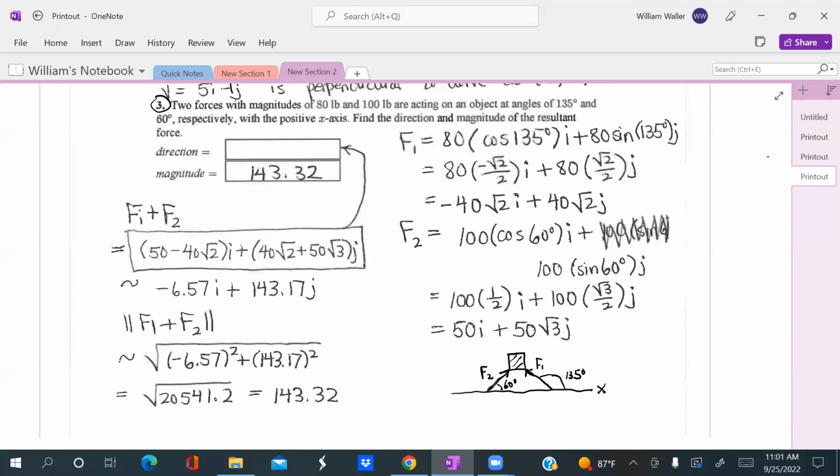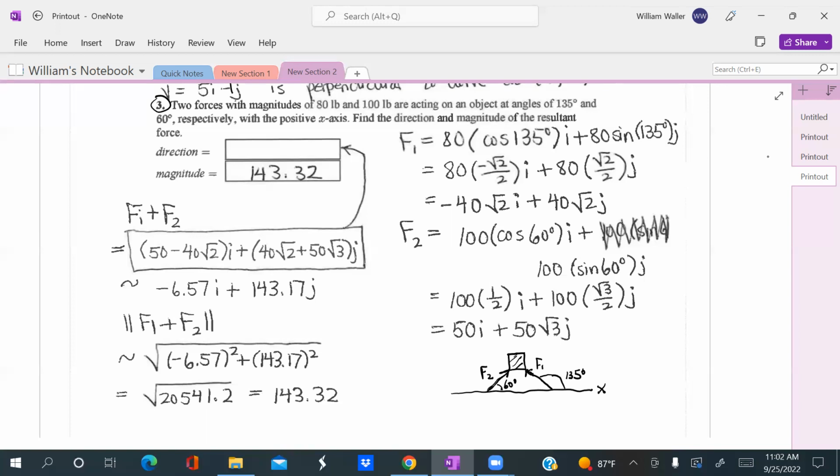Now, of course, if you really want to work with this resultant force vector, you need to find estimates for these two coefficients. So I did that with the calculator. So 50 minus 40 times the square root of 2 is apparently minus 6.57. And then 40 times the square root of 2 plus 50 times the square root of 3 is apparently 143.17 times j. So there is the force vector.